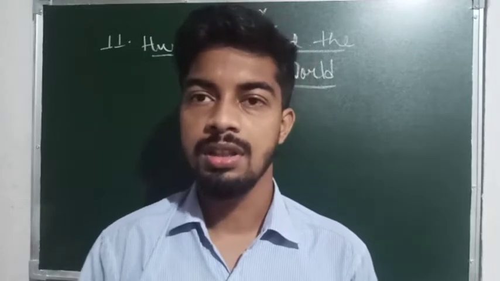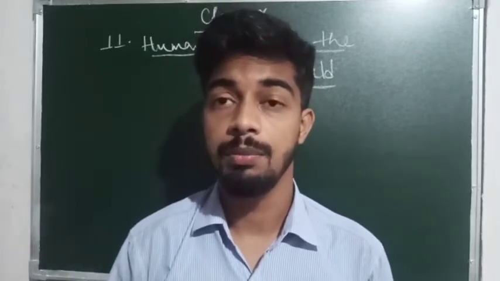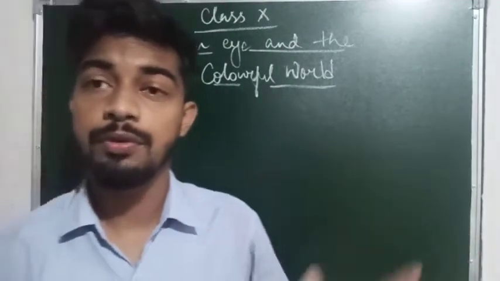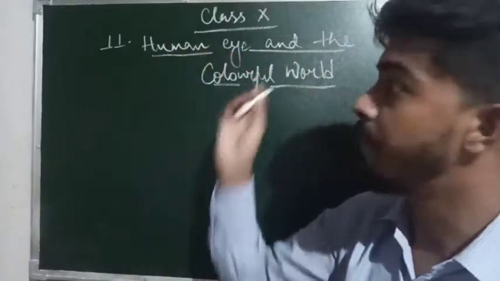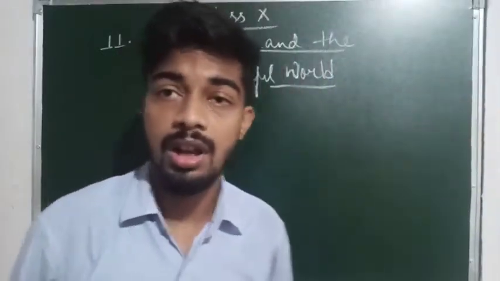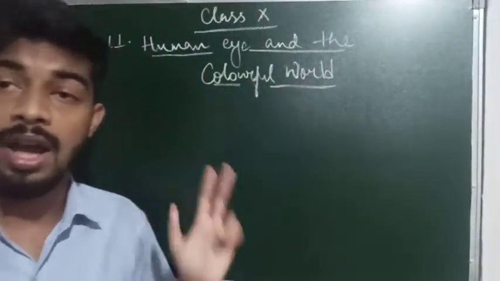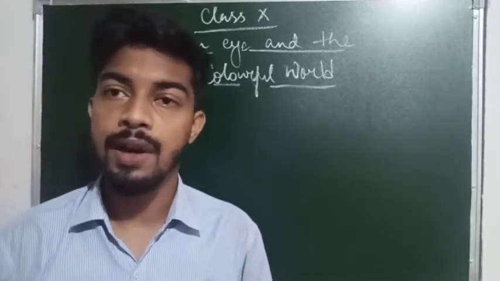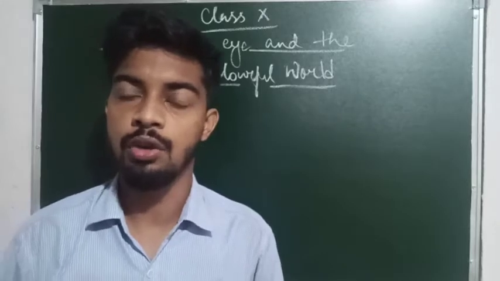In that part we learned about mirror and lens, and in this chapter we will use some of the lens concepts in the human eye part. We will learn about the structure of the human eye, how it looks and how it works. Then we will see the different types of defects that occur in the human eye.